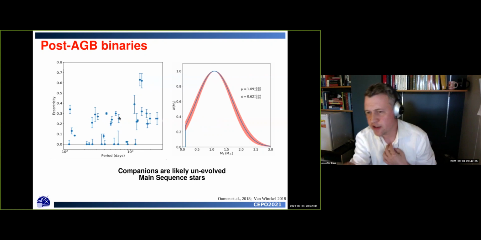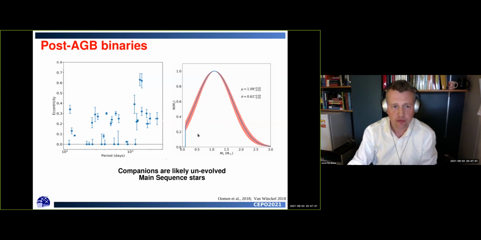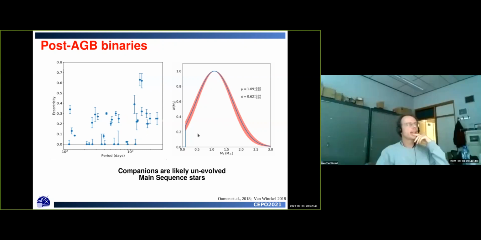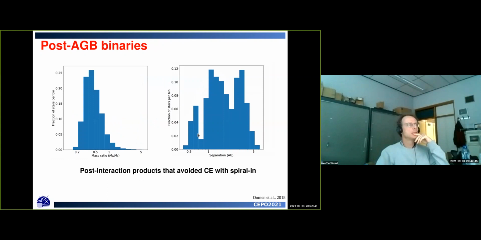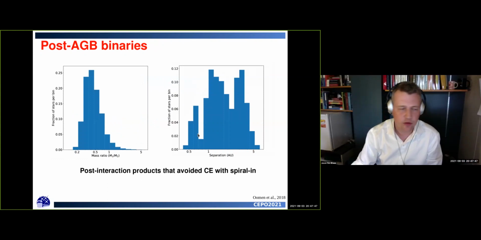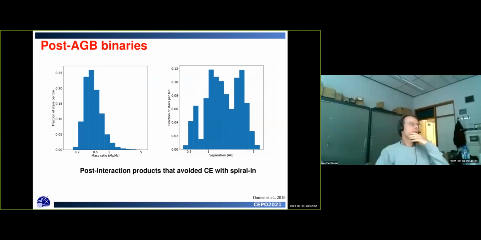And before we go to Sylvia, a guest has a question in the chat that's similar. Can you show a plot of the separation versus the white dwarf mass? So no, I don't have this figure, but I can make it if you want.